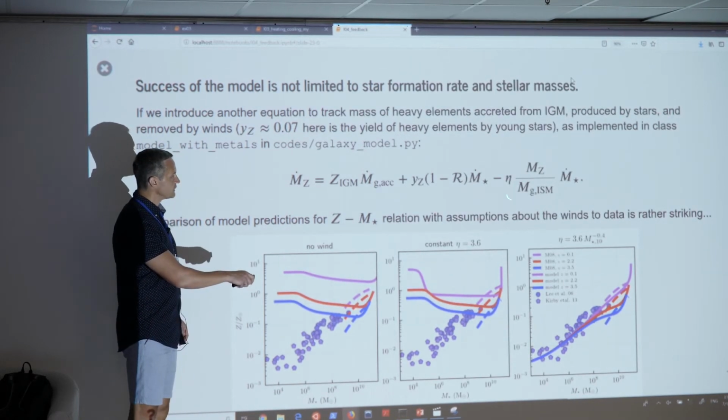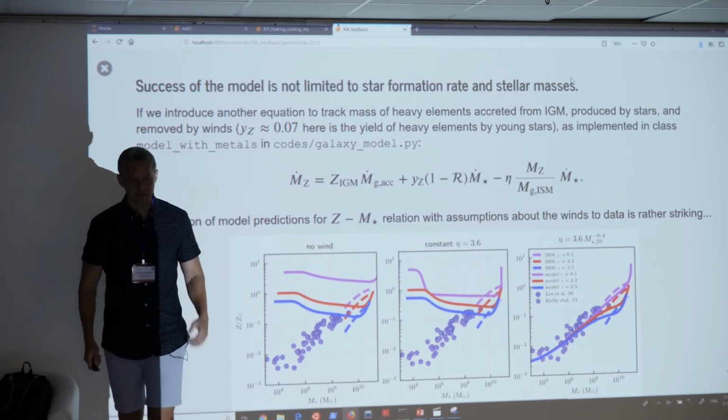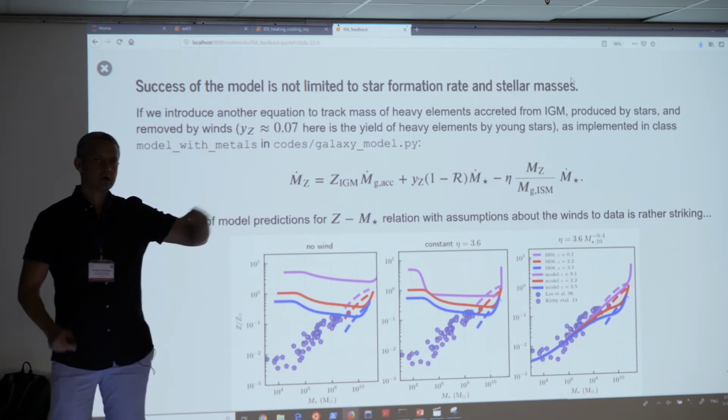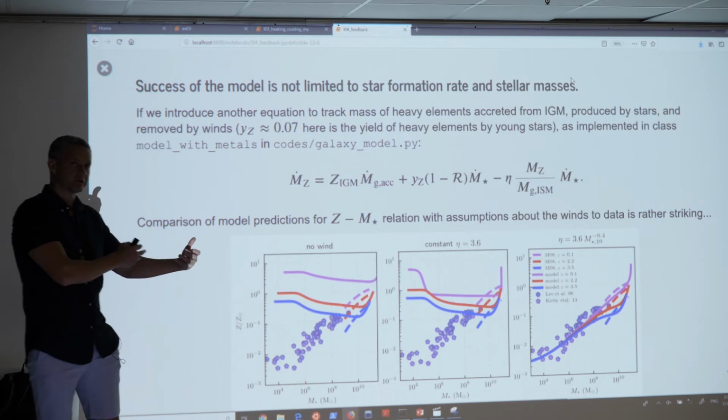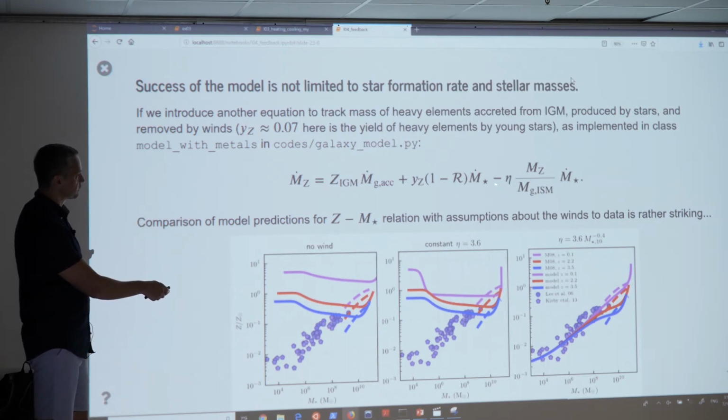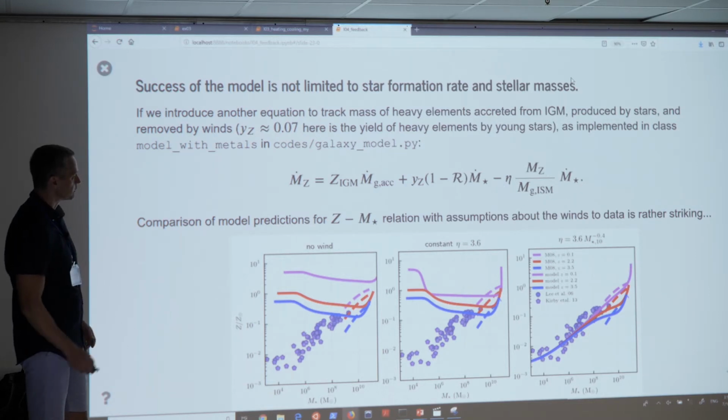And the third term accounts for the heavy elements that are removed in the wind. So when gas is removed by wind in an outflow, it brings everything that the ISM contains, including the heavy elements. So it's proportional to the outflow rate of gas, eta times the star formation rate. And this is the metallicity of the interstellar medium, the mass of metals divided by the gas mass. This is the so-called Z parameter, the mass fraction in heavy elements. And this accounts for how many of them are removed in an outflow.